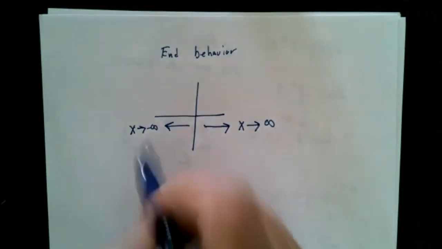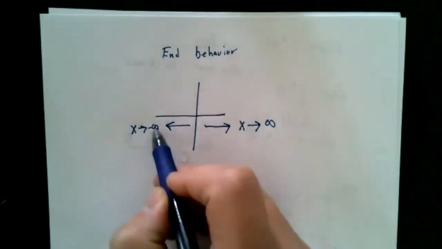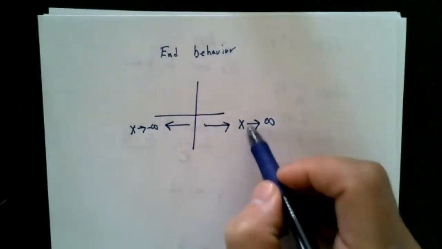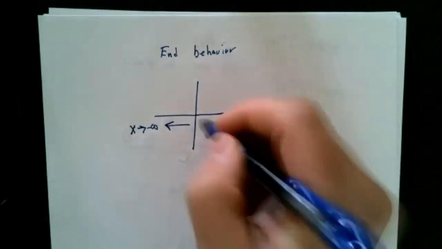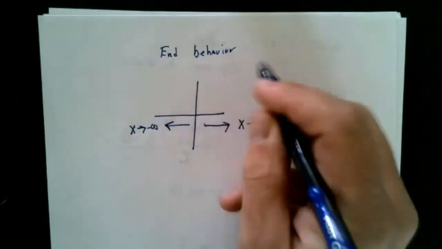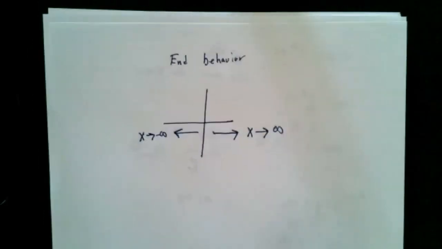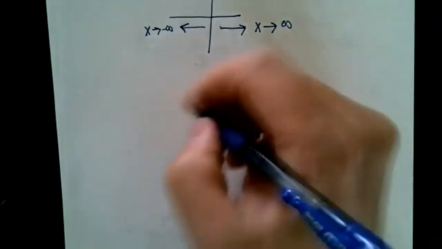Okay, and we're going to express our answers as x goes towards negative infinity and as x goes towards positive infinity. And then what is our graph doing? Okay, so that's the method of thinking that we have to have when we're talking about end behavior.